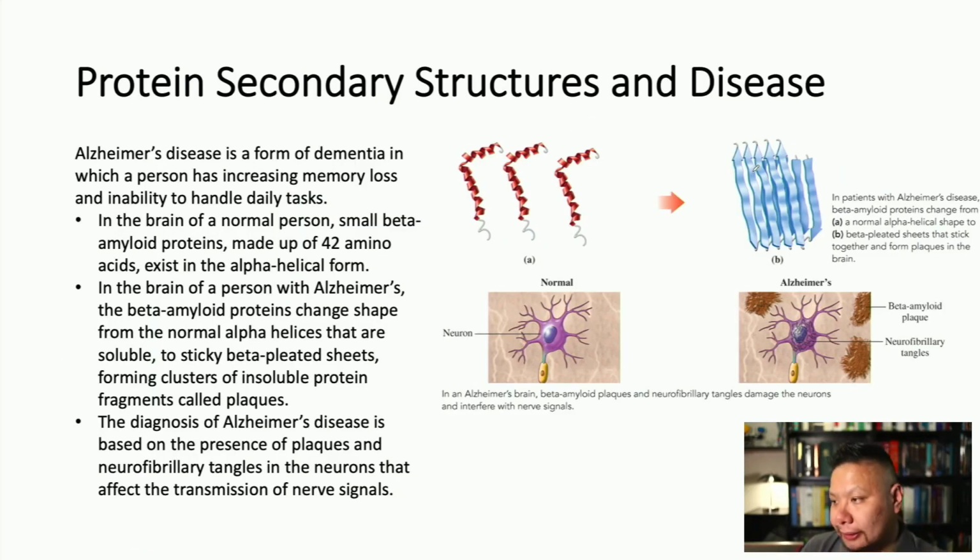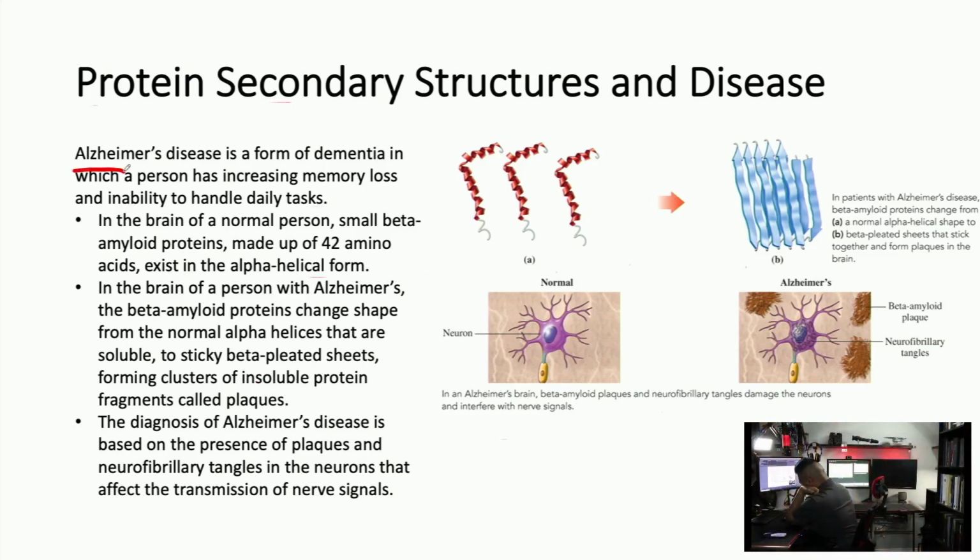So, it turns out that there are a lot of diseases that have to do with secondary structures. And one that is very prevalent is Alzheimer's disease. I've never been able to say that right. Signs of dementia, increasing memory loss, inability to handle daily operations. Those are the things you look out for when it comes to Alzheimer's disease, right? And what's actually happening here with Alzheimer's, which there's not a cure for yet, right?